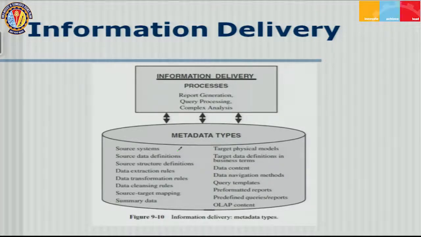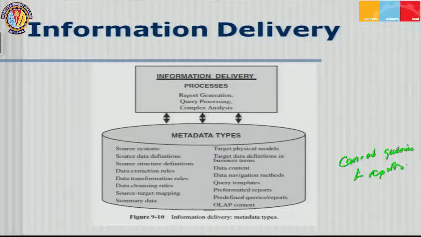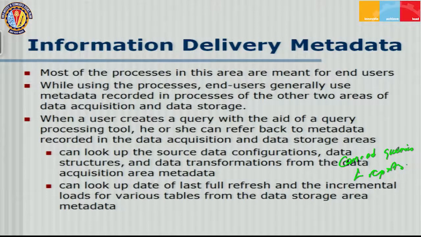So these are the things that are there. So query templates, pre-formatted reports. So we basically talk about canned queries and reports, right? So metadata corresponding to that would be there, and then there'll be something about OLAP content. So these are the things that we typically store in the metadata for information delivery. And most of the processes are meant for end users, and while using the process, end users generally use metadata recorded in processes of the other two areas of data acquisition and data storage.